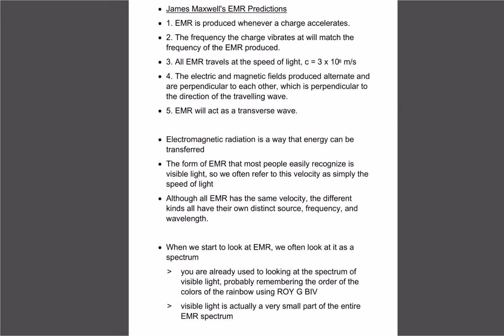So Maxwell came up with five key ideas, and they were later proven. He predicted that we would get EMR anytime we have a charge accelerating, which we did on the last page. Then he said whatever frequency these charges vibrate at, let's imagine an electron vibrating back and forth, that would also match the frequency of the EMR, which makes sense. Probably another key one is that all EMR travels at the speed of light.